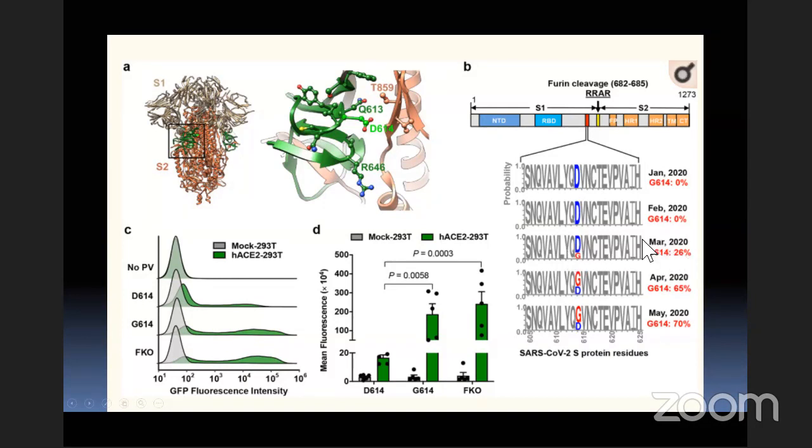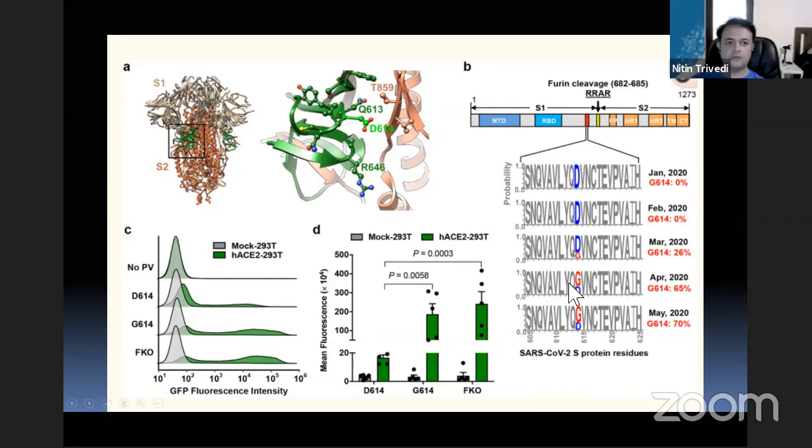March 2020. By March 2020, G614G started emerging. See, this is basically drawn in proportion to the population. How much is the proportion in the population, right? So here you can see that G started slowly emerging. 26% of the world's coronavirus patients had this mutant G, but just within 1 month, in April, look, 65% is now with G. Now, May 2020, 70% of the G.